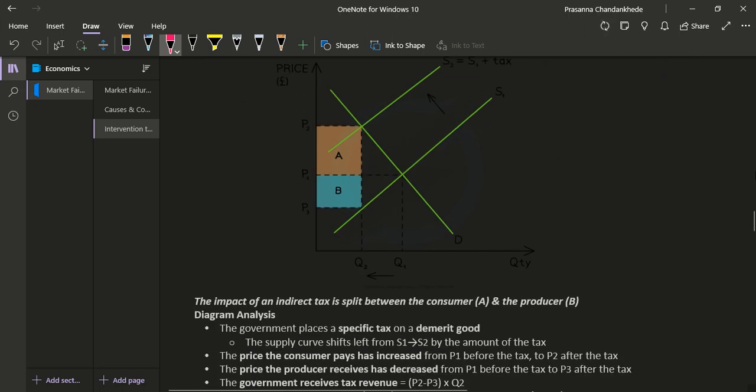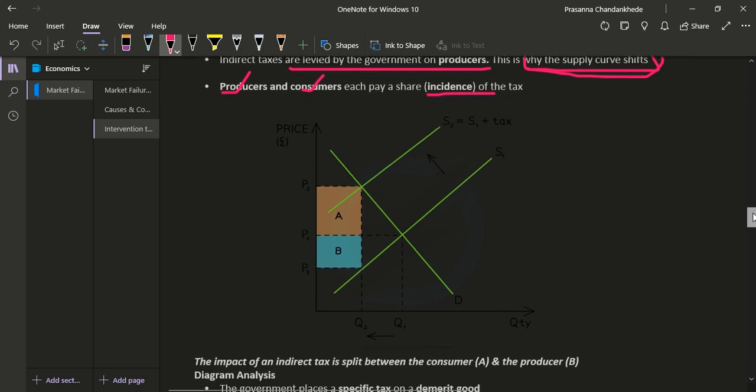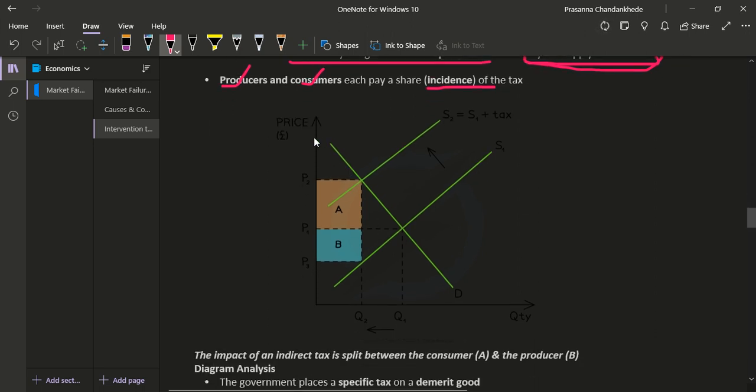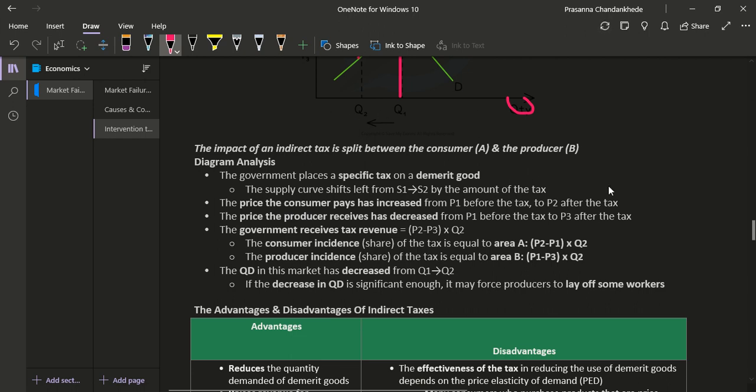This is just a diagram. So this is our price, this is our quantity, demand, and supply. Now the indirect tax is what causes a shift in the supply. So at the Q1 here. Okay, never mind, this is just to read. The impact of an indirect tax is split between the consumers, A, and the producer, B.